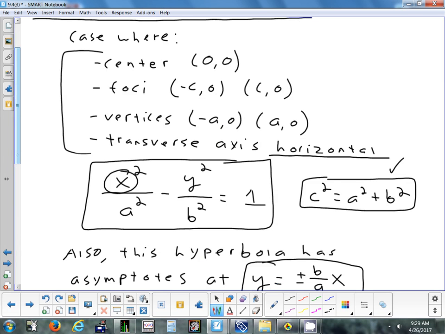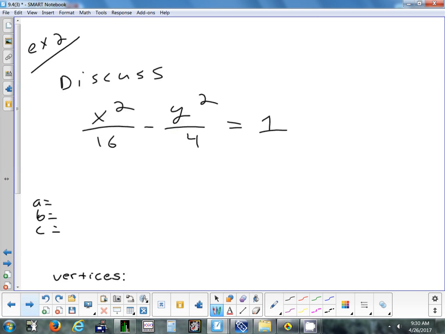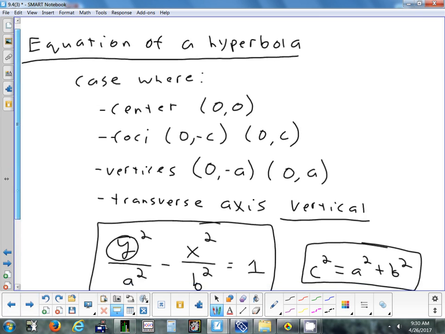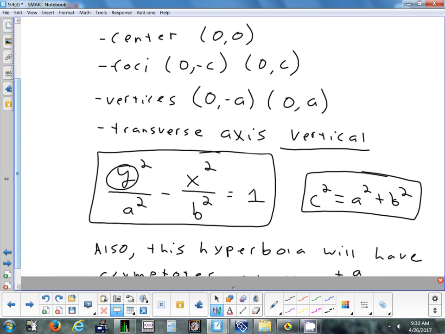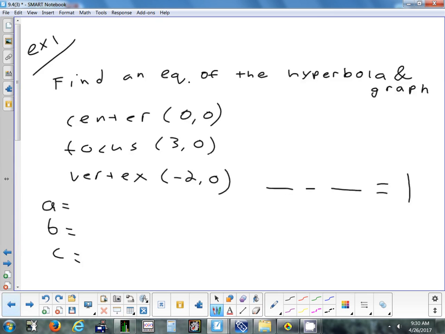Okay? That's what switches. So when you have a horizontal transverse axis, X is positive, and you put it first. When you have a vertical transverse axis, Y is first. So the only thing that switches in a hyperbola is the X and the Y, not the A and the B. That's what gets a little confusing between ellipses and hyperbolas. But if you write that down, then put it on your reference sheet, you'll be able to remember it. Okay, and I'm going to come back to this so you can copy it down. But let's try our problem.